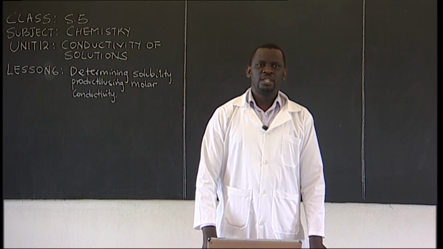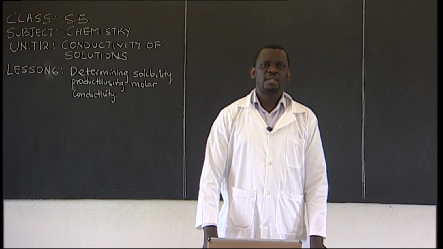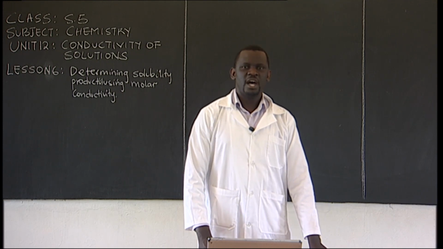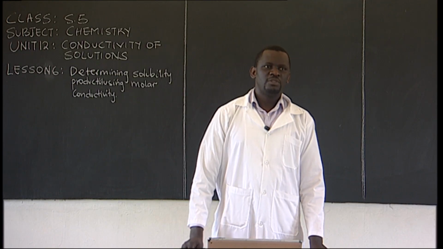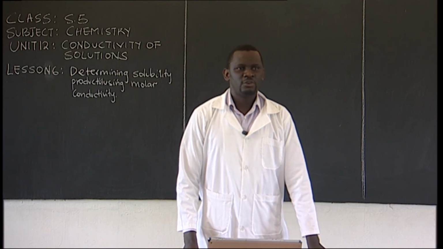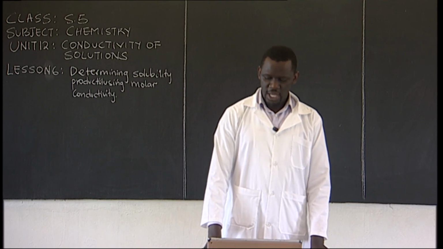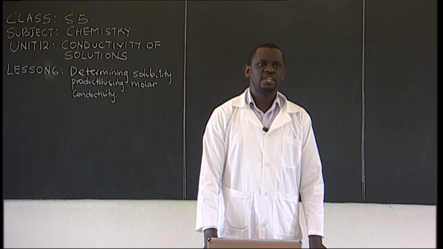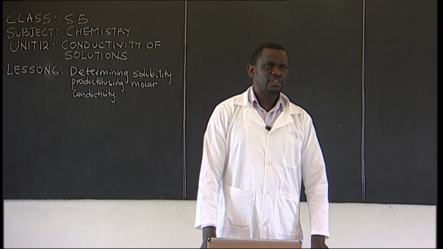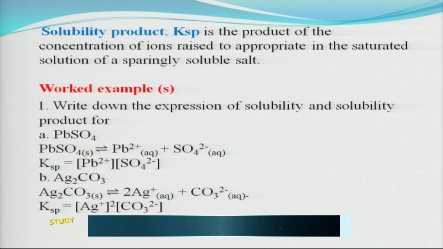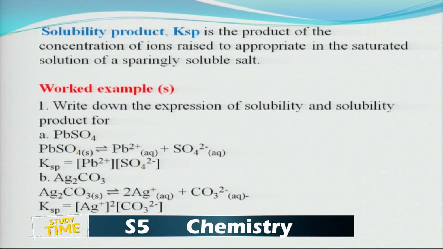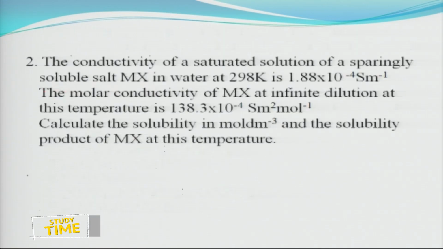If you're given molar conductivity, you can determine the concentration, and after that determine the solubility product. So by the end of this lesson, students should be able to determine the solubility product using molar conductivity. That's the lesson's objective. So quickly, let's talk about the definition of solubility product. It is the product of concentration of ions raised to appropriate powers in a saturated solution of a sparingly soluble salt.